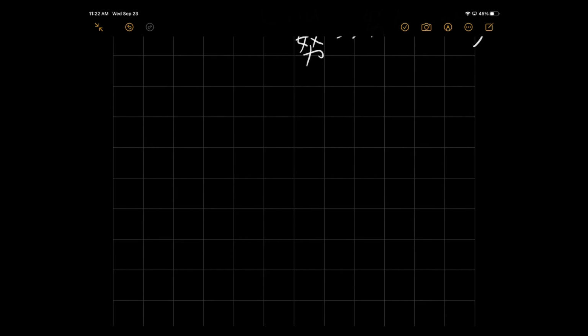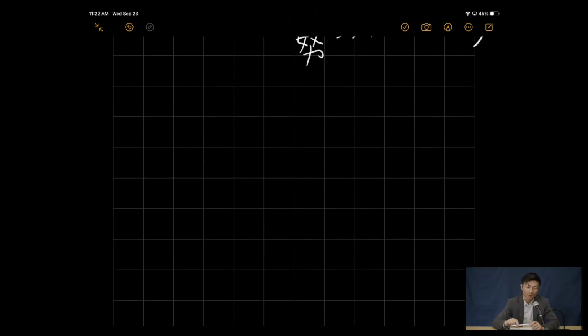So we're going to talk a little bit about one very common grammar mistake in beginning Chinese. Let's take a look. All right, so here I have two English sentences.